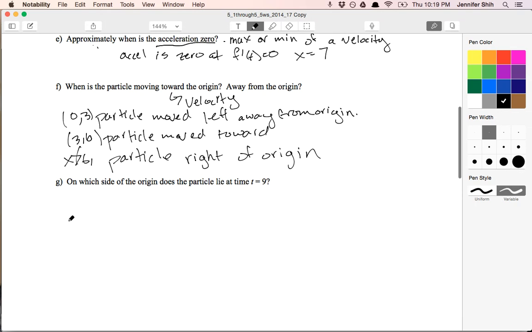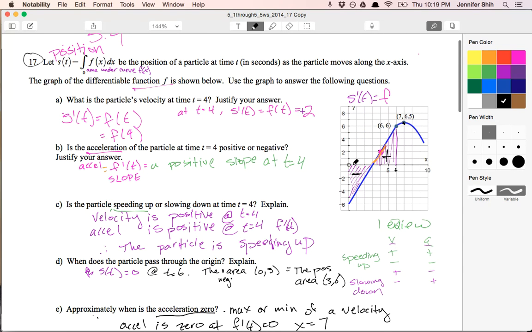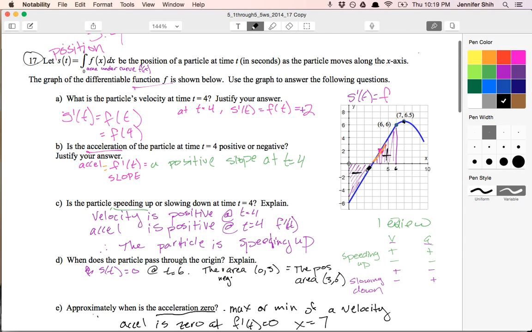Okay, so which side of the origin does the particle lie on at time t equals 9? Let's go back to our graph. In the previous video, we talked about how the particle reached the origin at t equals 6. It had gone to the left for 3 seconds, it had gone to the right for 3 seconds, and it made it back to the origin.